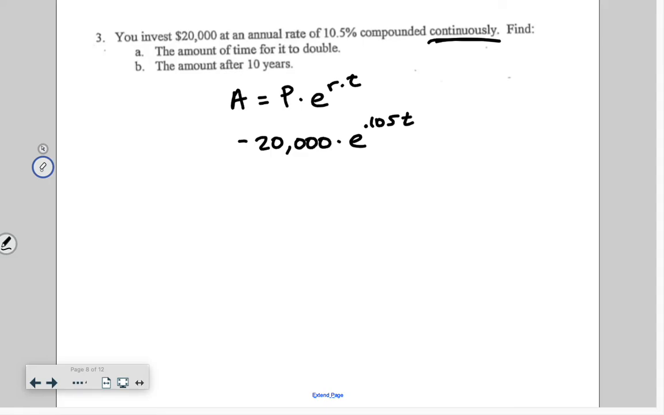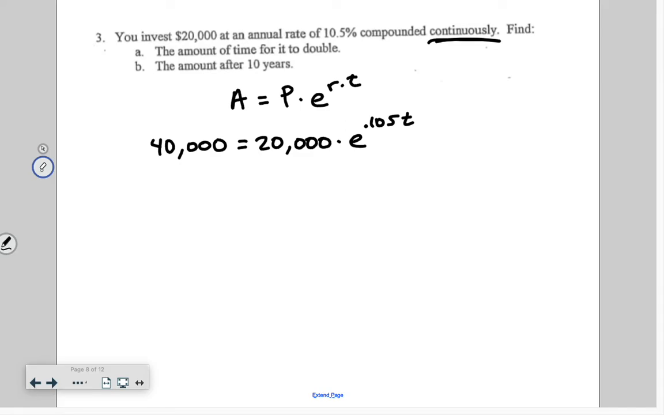If I'm asking you for the amount of time to double, what's A? 40,000. If you're starting with 20 and we're trying to figure out how long it's going to take to double, that means we're going to end with 40,000. There's the setup right there.